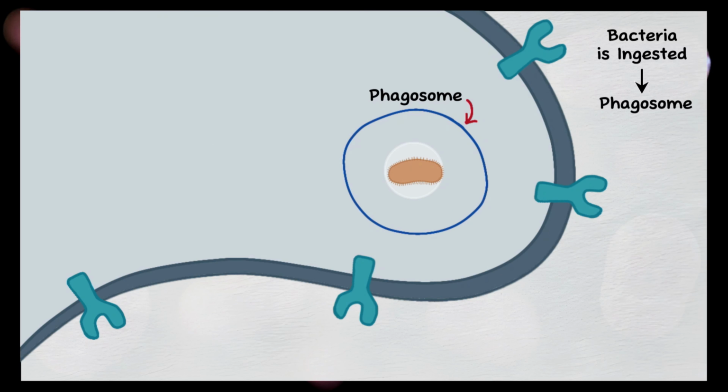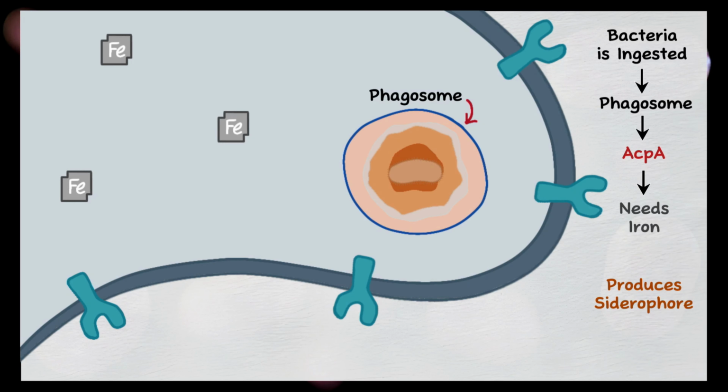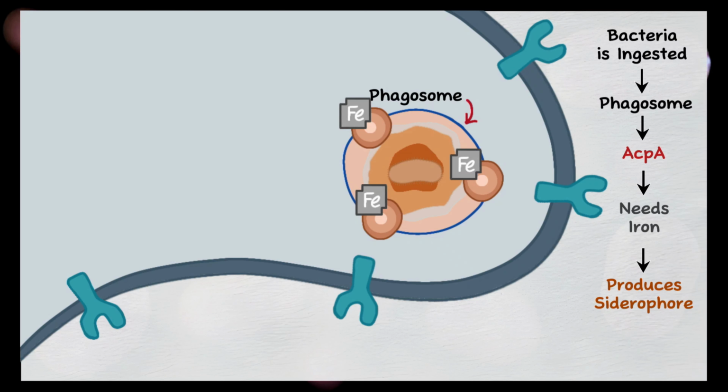However, Francisella tularensis produces an acid phosphatase called AcpA, which prevents the fusion of the phagosome and lysosome, allowing it to evade intracellular destruction. This enables Francisella tularensis to replicate safely within the macrophage. To support its replication, it requires iron, so it produces a siderophore, small, high-affinity, iron-chelating compounds that steal iron from host cells.